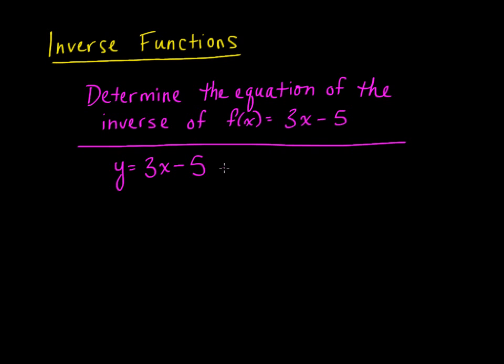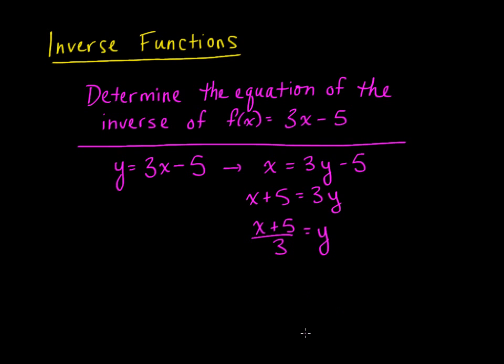And then to determine an inverse function, what we want to do is switch the x and the y variable. So we get x equals 3y minus 5, and then rearrange and solve for the variable y. So add 5 to both sides, and then divide both sides by 3. We end up with y is equal to (x plus 5) divided by 3.